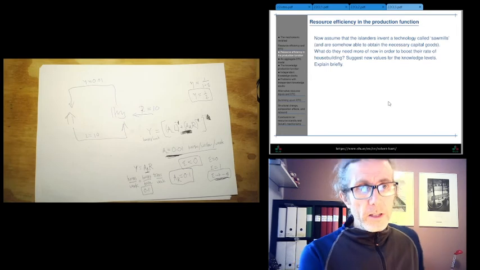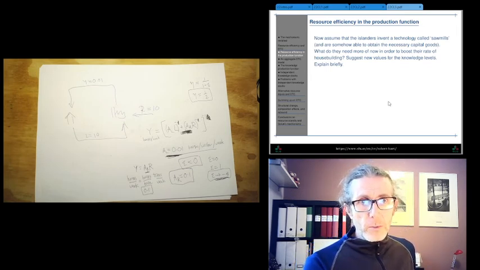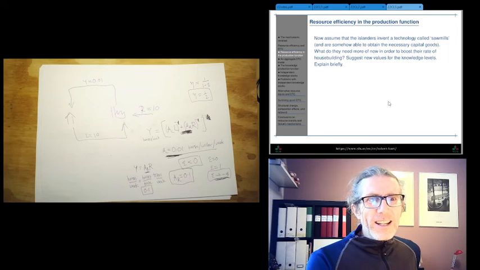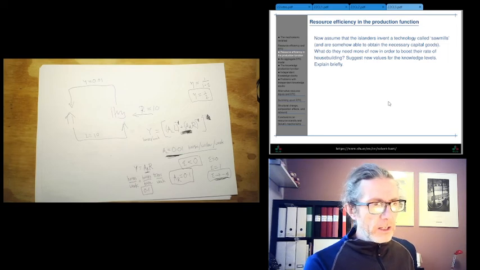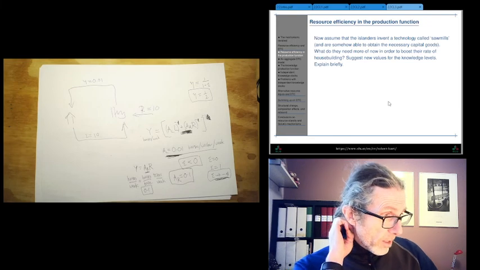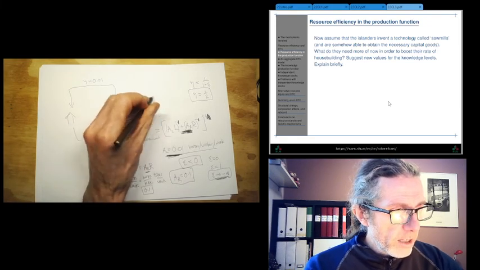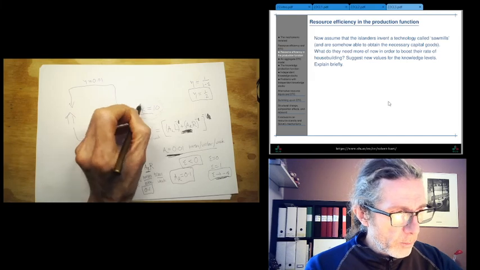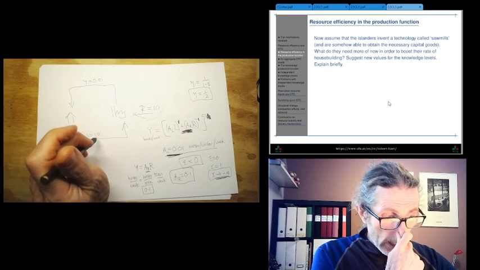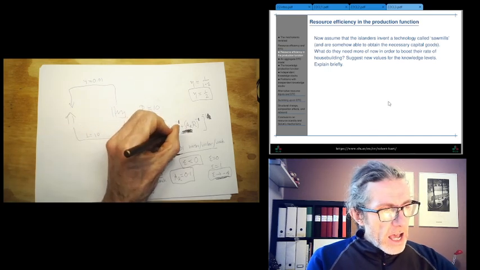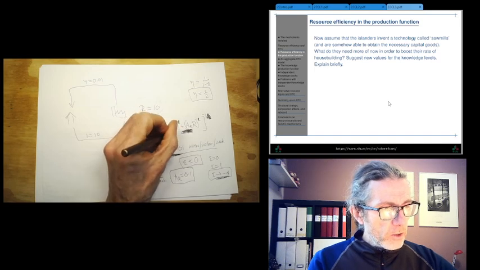Now assume that the islanders invent a technology called sawmills. And again, we assume over time they've got the capital goods, they've built the sawmill. What do they need more of now in order to boost their rate of house building? Suggest new values for the knowledge levels. Okay, so now clearly they've got plenty of time in a week to cut up 10 trees into planks, given that they've got a sawmill instead of knives. So clearly AL, their labor productivity, has gone up hugely.